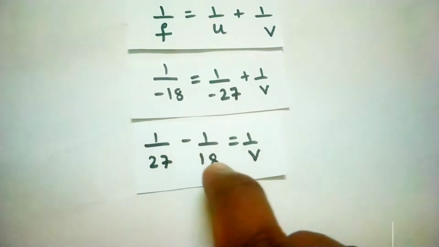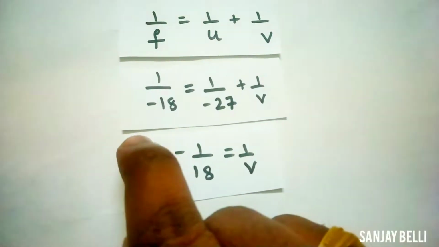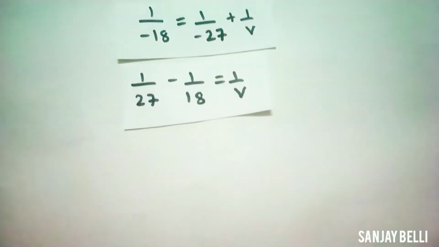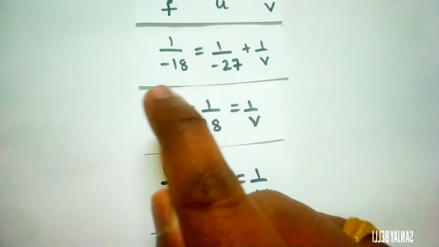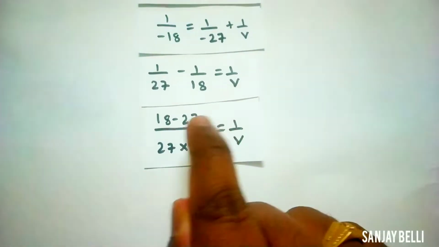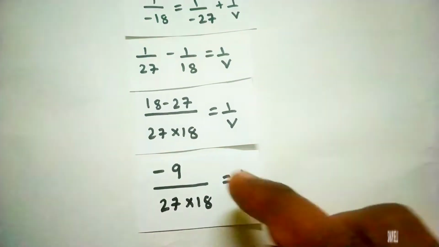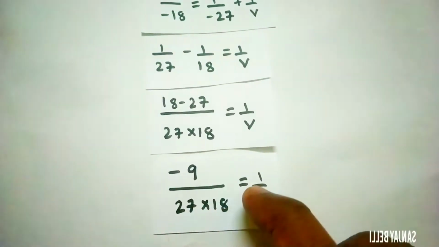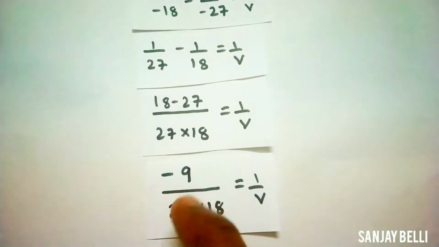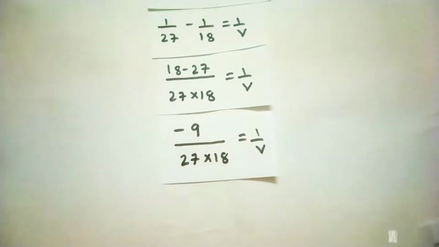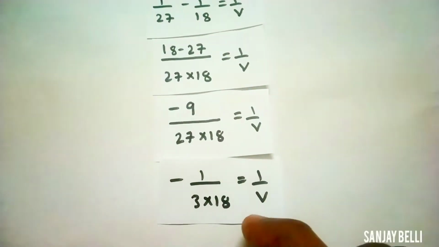Now what do we have to do? You have to do the LCM. At the denominator 27 into 18, numerator 18 minus 27. Remember the LCM. Okay. So 27 into 18, and 18 minus 27 is nothing but minus 9. So minus 9 by 27 into 18 equals 1 by V. So 9 ones are 9, and 9 threes are 27. That means minus 1 by 3 into 18 equals 1 by V.